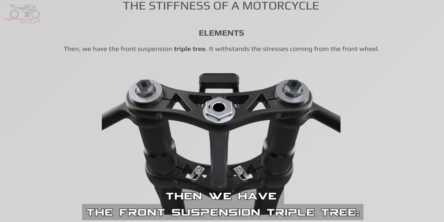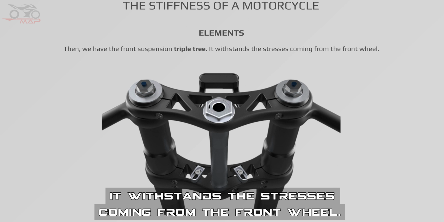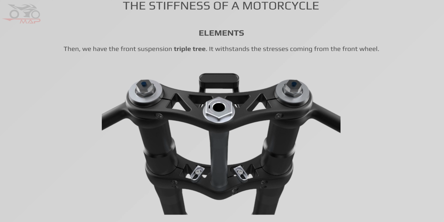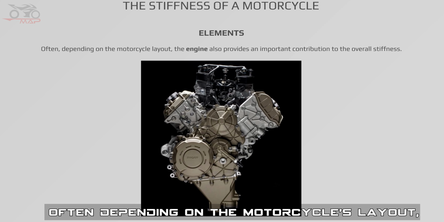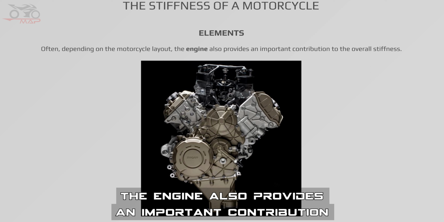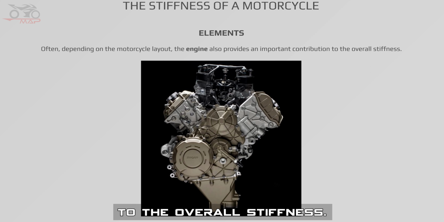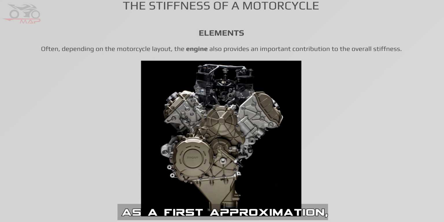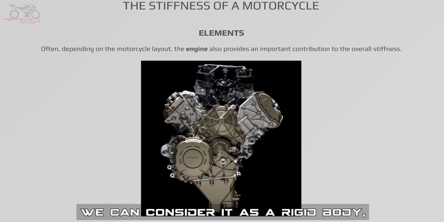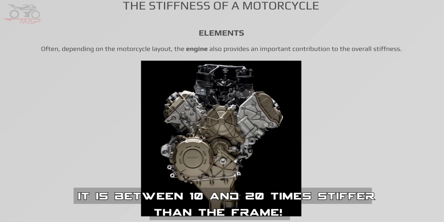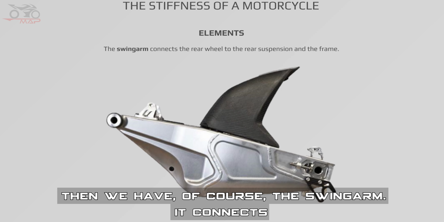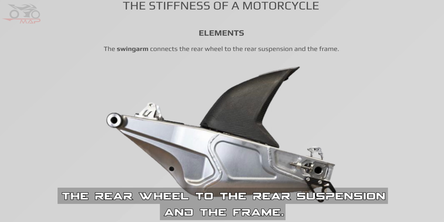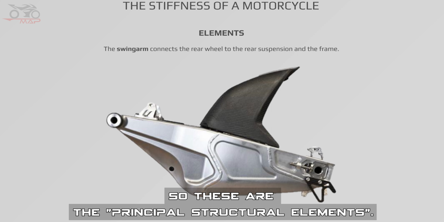Then we have the front suspension triple tree. It withstands the stresses coming from the front wheel. Often, depending on the motorcycle layout, the engine also provides an important contribution to the overall stiffness. Since the stiffness of this element is incredibly high, as a first approximation, we can consider it as a rigid body. It is between 10 and 20 times stiffer than the frame. Then we have, of course, the swing arm. It connects the rear wheel to the rear suspension and the frame. So these are the principal structural elements.